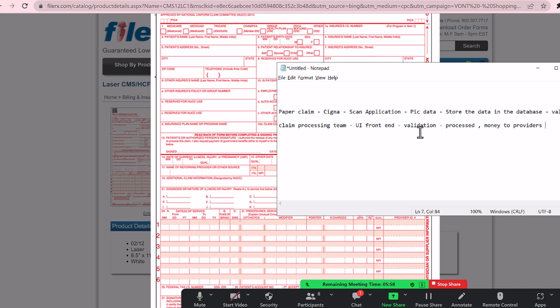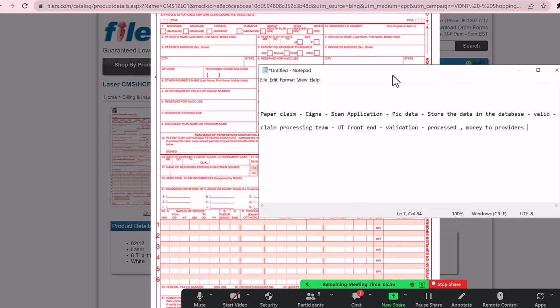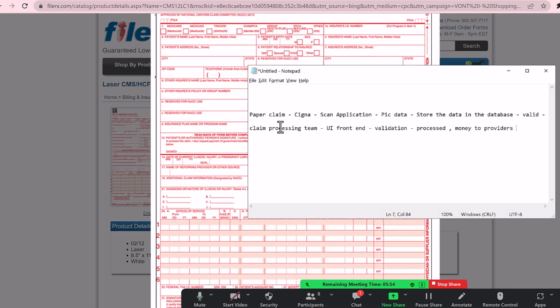Okay, so this is a project. Let's say this is a data flow. There is a paper claim. The doctor has to fill in all the information for the member, or the member himself can submit a claim. Okay, it is coming to your company, and all the paper claims are coming in.